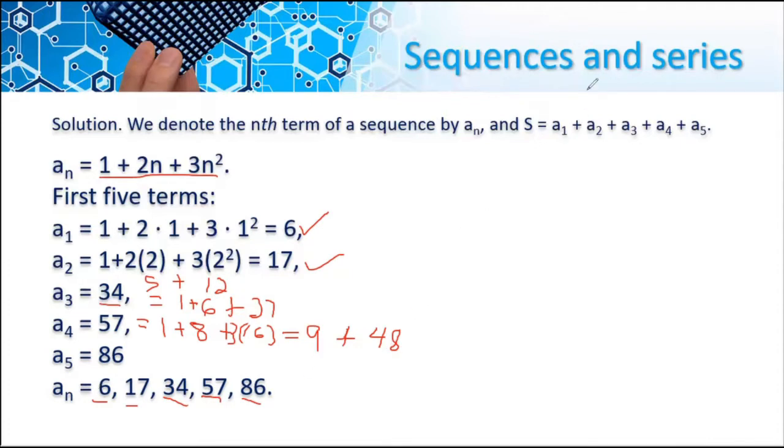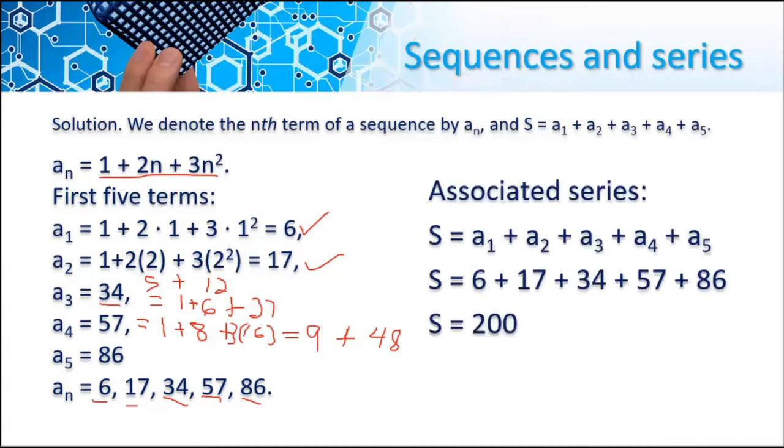And next, pag kinuha na natin yung kanyang associated series, so ito na ang magiging provide natin. So, the series is from first term plus second term, third term plus fourth term, and the last plus fifth term. So, we have the series of 6 plus 17 plus 34 plus 57 plus 86. Then, it ends with 200. Okay? So, ang ating series ay 200.